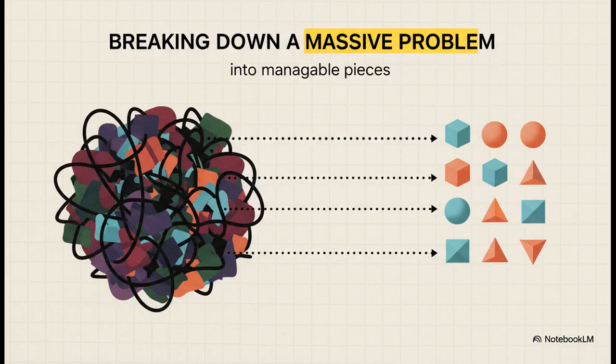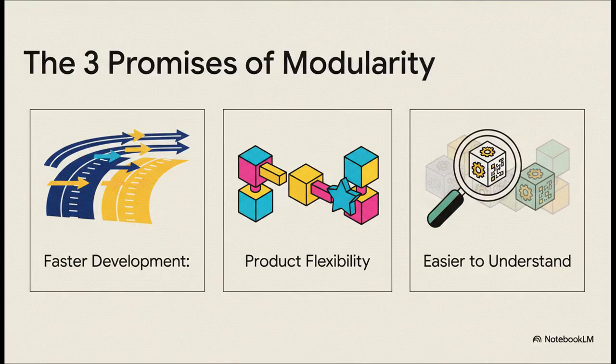So Parnas was really wrestling with this core engineering concept, modularity. And the dream of modularity is pretty simple. It's the idea that you can take a massive, super complex problem and just break it down. You chop it up into these smaller, independent, much more manageable pieces. We call them modules. And listen, if you get modularity right, the payoff is just huge.